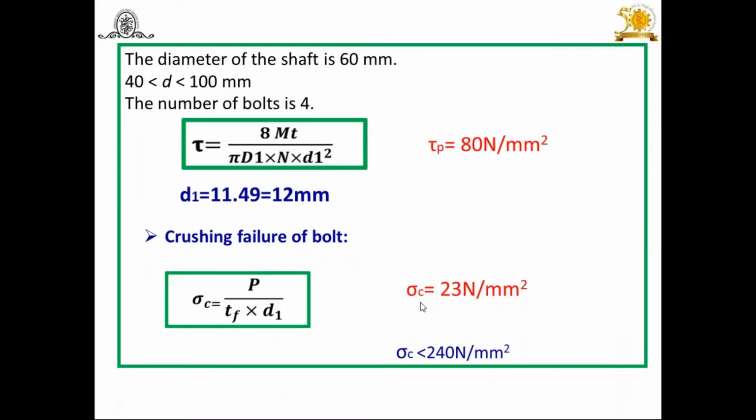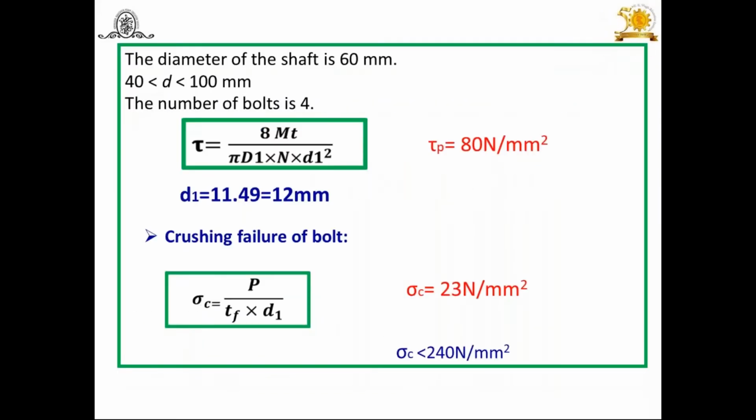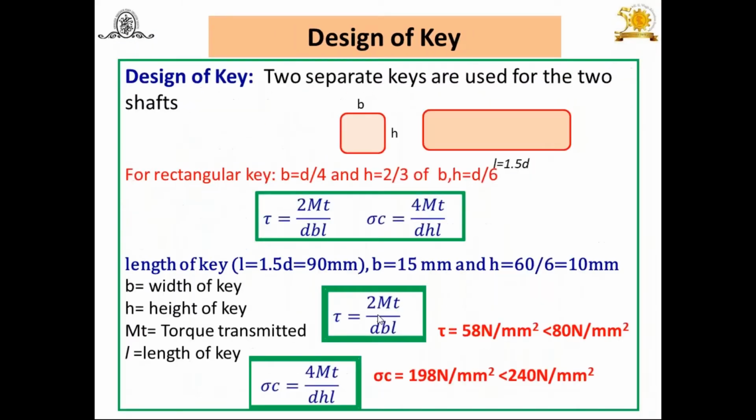The crushing stress induced in the bolt is 23 Newton per mm square, which is less than the crushing stress for the bolt, that is 240. The 23 is less than 240, so you can say your design is safe. In this way you have to design the rigid, protective type or unprotective type flange coupling.